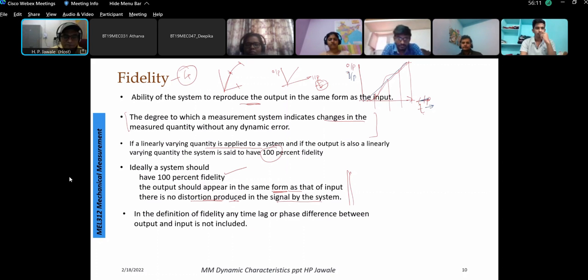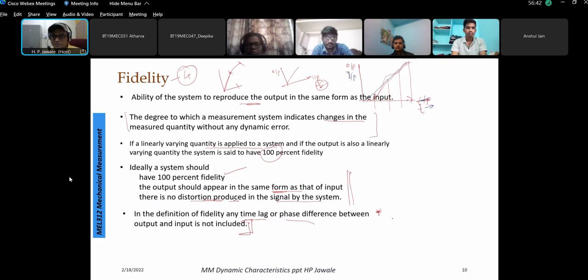So in the definition of the fidelity, any time lag or phase difference between the output and the input is not included. This is a very important assumption. It's not practical, but it's assumed that the time lag or phase difference between the output and the input is not included. If we include that, then definitely it is very difficult to find out a fidelity, right? I think we will also discuss this when we go for the second order system with sinusoidal input, and like that this will also come across, right?